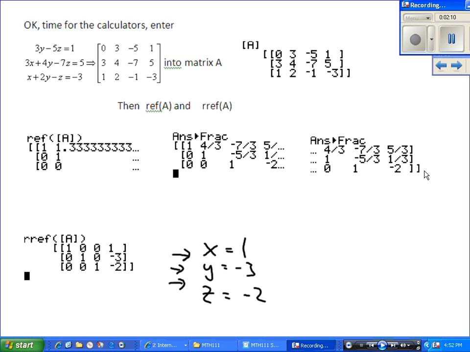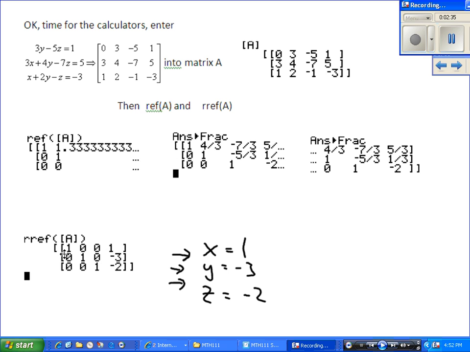But here's the cool part. Go back, hit second matrix again, go over to math, cursor down to option B there, the RREF. That's the reduced row echelon form. You're going to like this one. So when you've got your cursor on the B, hit enter, and then second matrix, 1 for matrix A, and then hit enter, and you get this result.